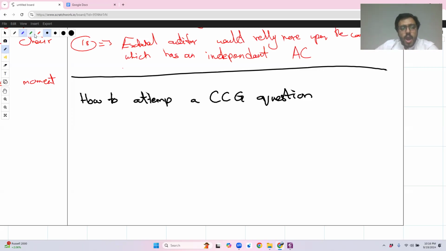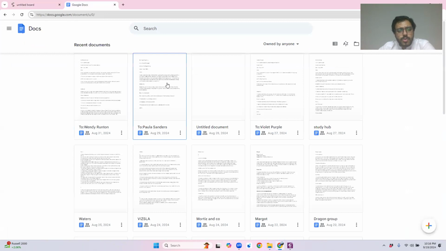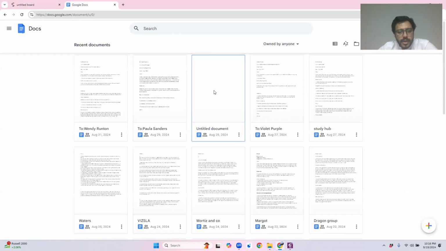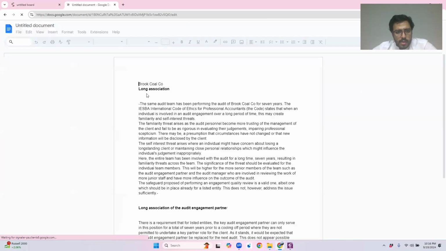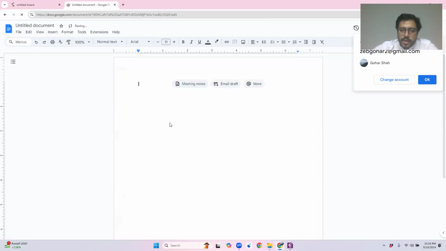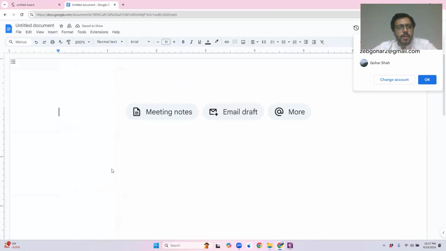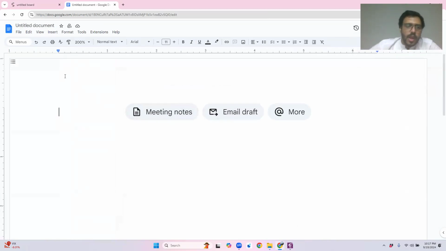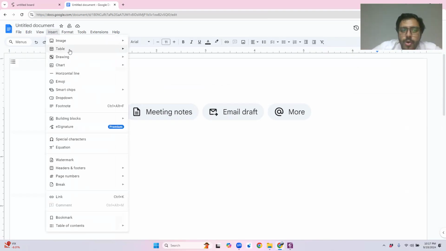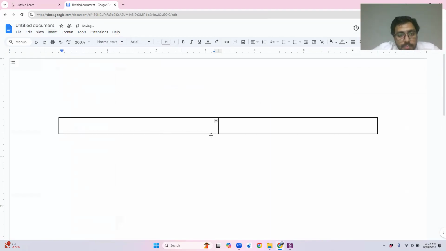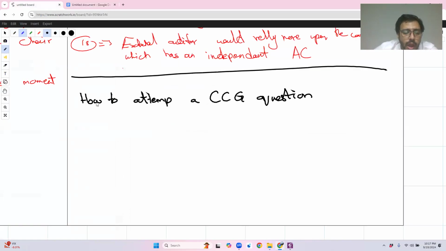All right, within the exam, how are you going to solve the CCG question? It is very easy. First of all, you are going to go towards your workbook. This is my workbook, basically, on which I solve all the written type of questions. Within your F7 exam, you learned how to insert a table within the workbook, right? You go to insert, you go to table, and you are going to insert a table of 2 by 1 like this. So first of all, within your answer, you always insert a table like this.